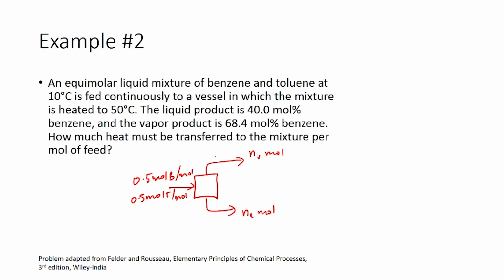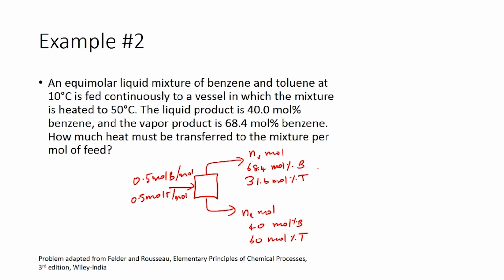The composition for these two streams has been given as 68.4 mole percent benzene in the vapor phase and 40 mole percent benzene in the liquid phase. Which means the remaining 60 mole percent is toluene in the liquid phase and 31.6 mole percent is toluene in the vapor phase.